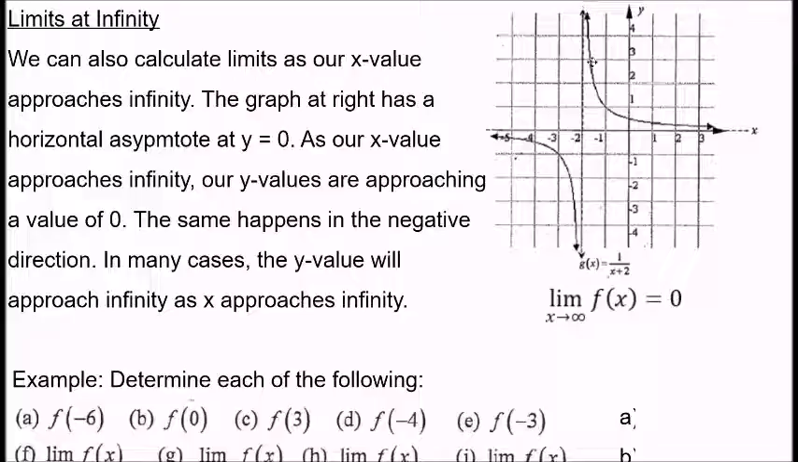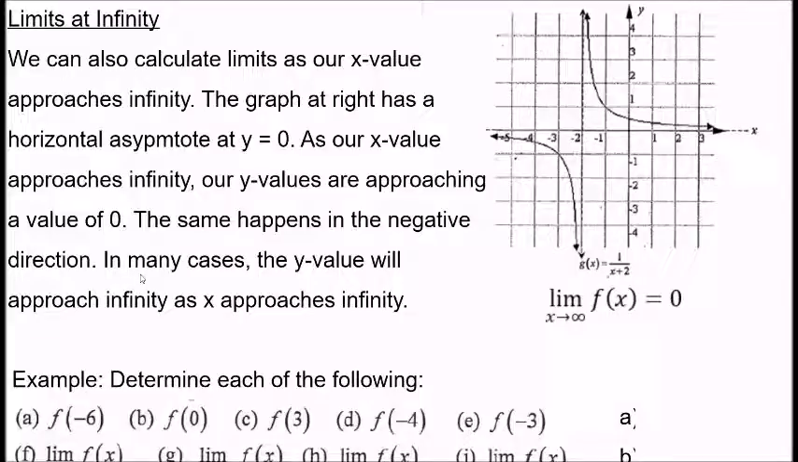So as I continue on in this direction down this line, I'm going to get closer and closer and closer to infinity, but I'm not actually going to touch it. The same happens in the negative direction. So as I get closer and closer to negative infinity, I'm going to get closer and closer and closer to 0. So then I can say that the limit as x approaches infinity of f of x is equal to 0. This will happen often if we have a horizontal asymptote. It'll approach whatever our asymptote is.